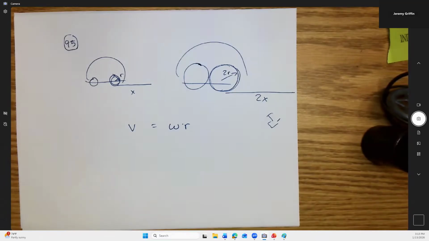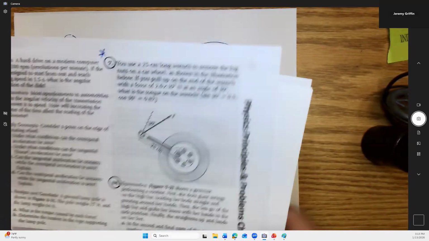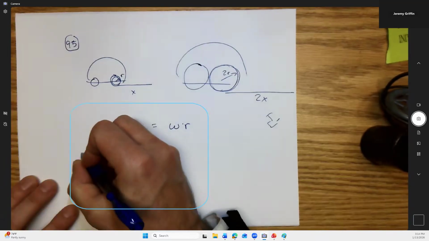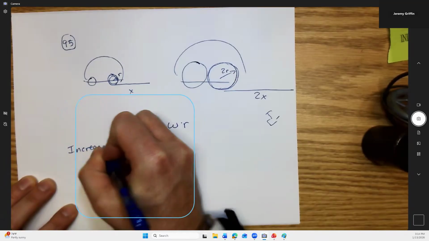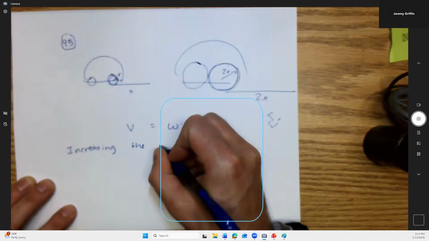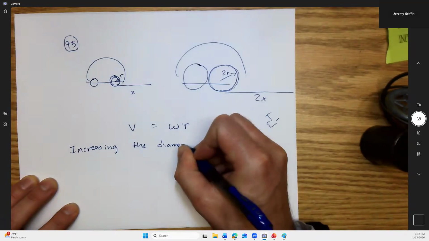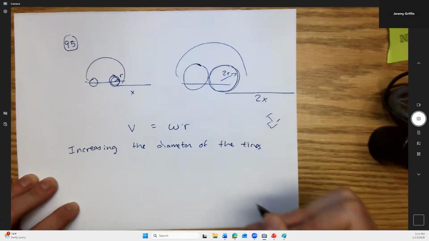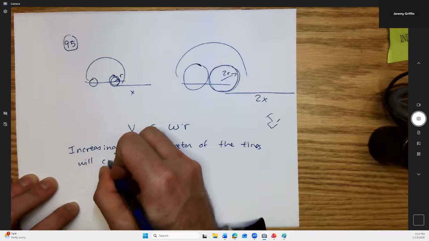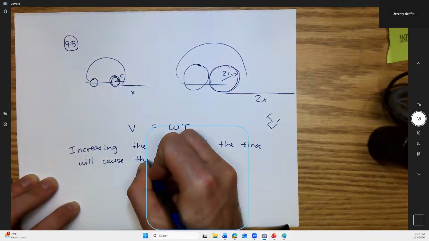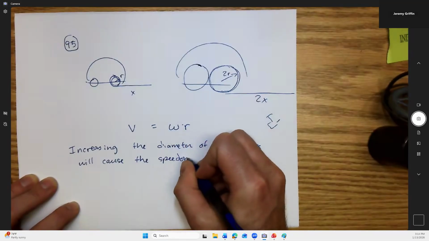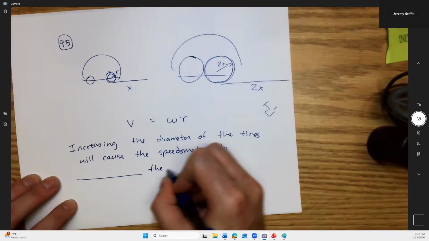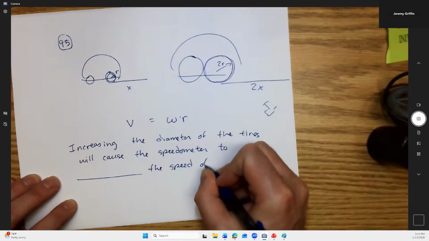That's awesome. Okay, so what was the actual question here? How will an increase in the diameter of the tires affect the reading of the speedometer? Okay. So increasing the diameter of the tires will cause the speedometer to blank the speed of the car.